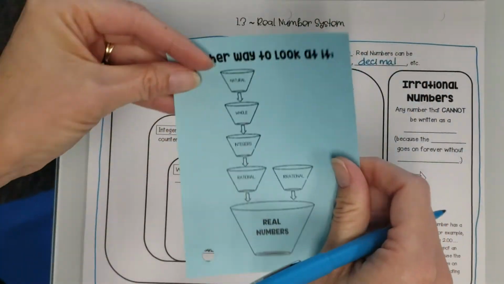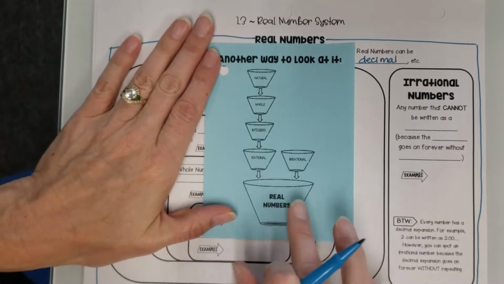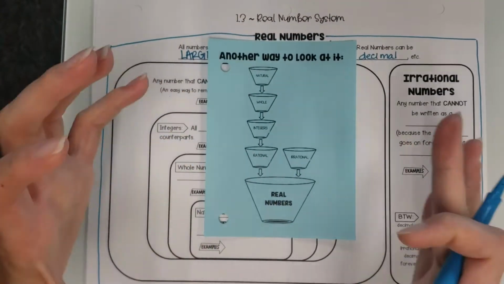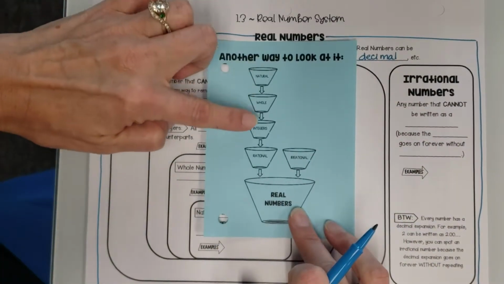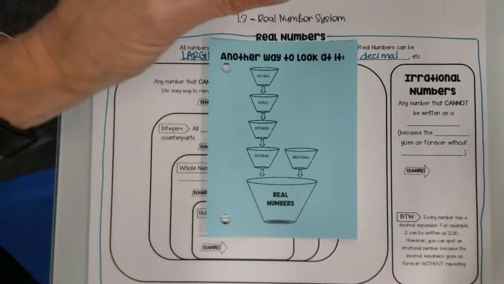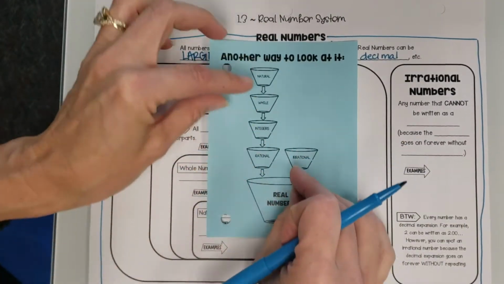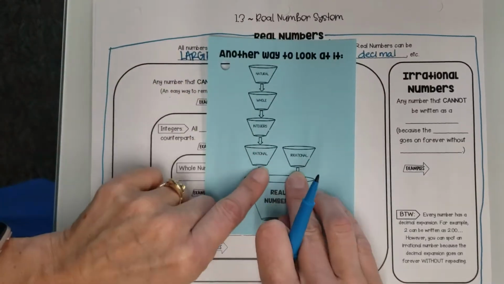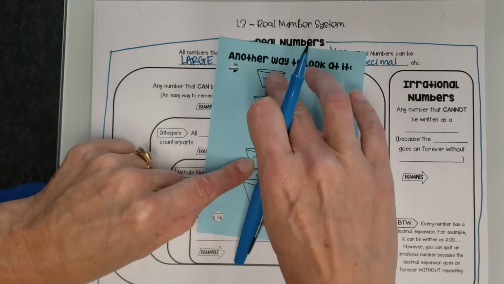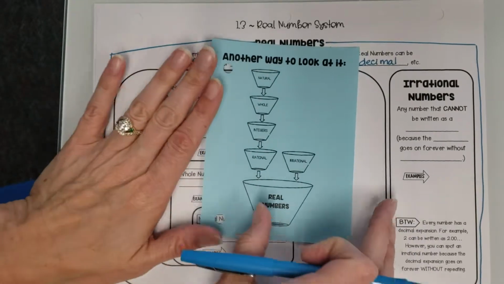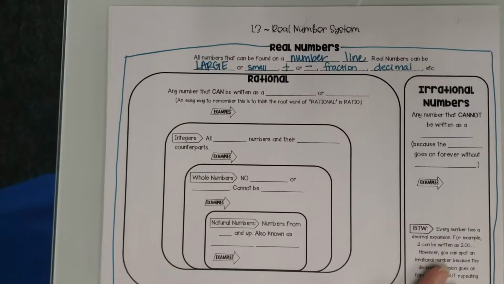So if you didn't get one of these yet, make sure you grab one from me because this really helps explain it. You can see that the real number system is this big bucket down at the bottom. Irrational numbers get put in it, natural, whole, integers, and rational numbers all get put in it. They all get put into this big bucket. But then once they're put into this big bucket, they separate themselves within rational and irrational. And then even rational numbers separate themselves between integers, wholes, and naturals. So if you didn't get one of these, this really helps clear it up. So make sure you grab one from me.